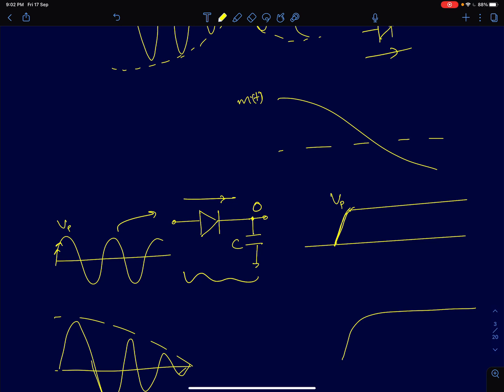And when the input voltage reaches V peak, that's the maximum voltage of the input, your capacitor is also charged to V peak. At that point, your capacitor has Vp volts across it. From then onwards, when your input decreases, when the input becomes lower than Vp, the diode will be cut off and there will be no path for the current. So now there is no path for the capacitor to charge or discharge. So the capacitor will just hold its charge. It will hold its voltage at V peak indefinitely. So now if you see, this circuit serves as a peak detector.